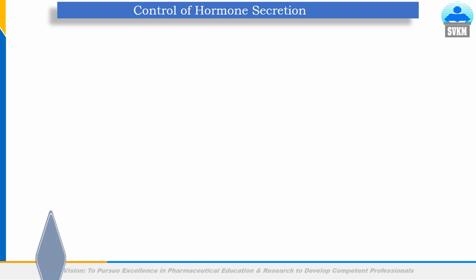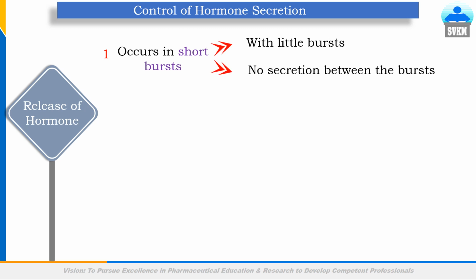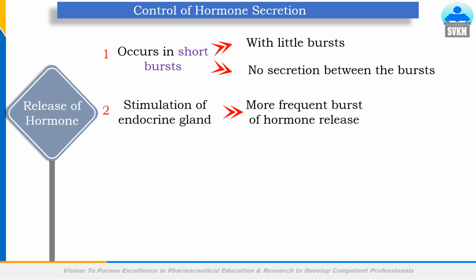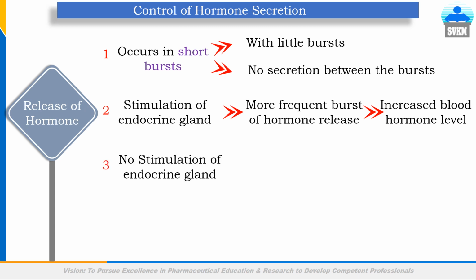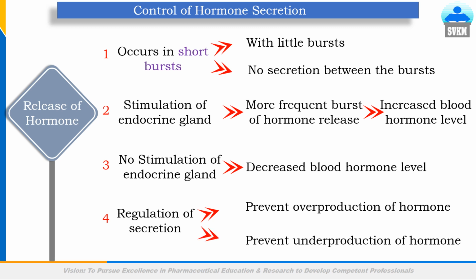First, the release of a hormone basically occurs in bursts, with little or no secretion between the bursts. When fully stimulated, an endocrine gland causes more frequent bursts of hormone release, and that increases the hormone level in the blood. If there is no stimulation of the endocrine gland, the level of the hormone in the blood is going to decrease. The regulation of hormone secretion prevents the overproduction or the underproduction of the hormone.